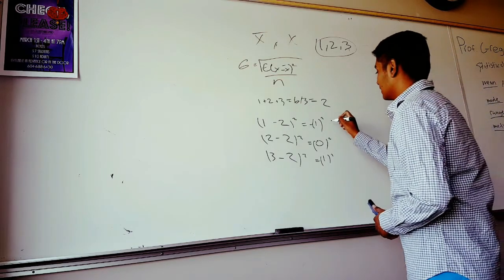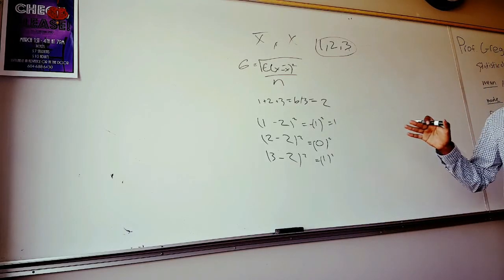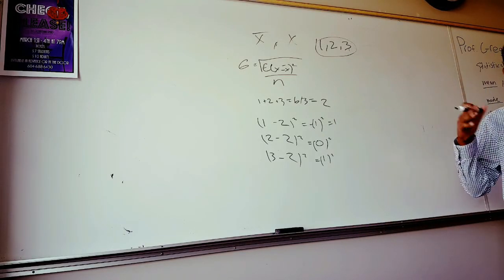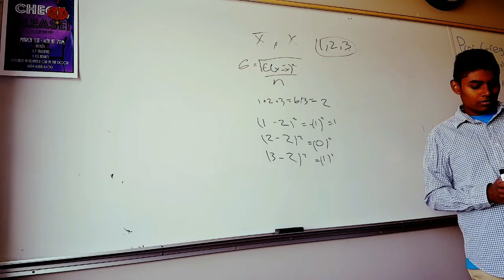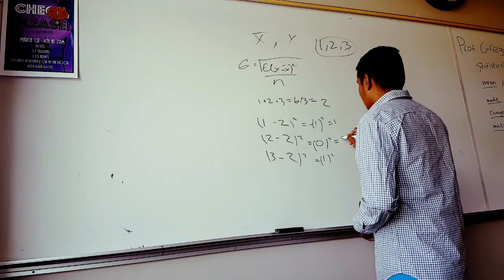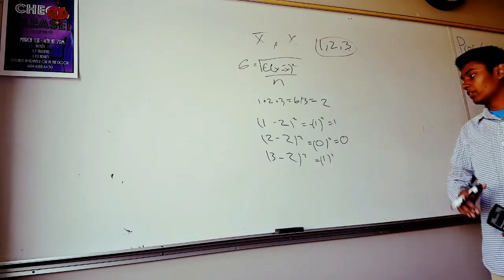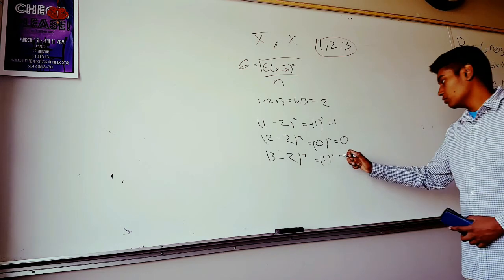So this equals 1, as we know. So 0 squared, anytime you square 0, what happens? Anybody know what happens when you square a 0? So if you square a 0, you always get a 0. If you multiply anything by 0, you get a 0. Okay, so that equals 0. Now 1 squared, we did this earlier, that equals 1.